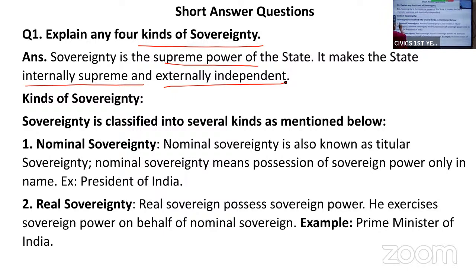The first is nominal sovereignty. What do you mean by nominal sovereignty? Nominal means only for the namesake. The sovereign authority has power only for the namesake. Nominal sovereignty is also known as titular sovereignty.